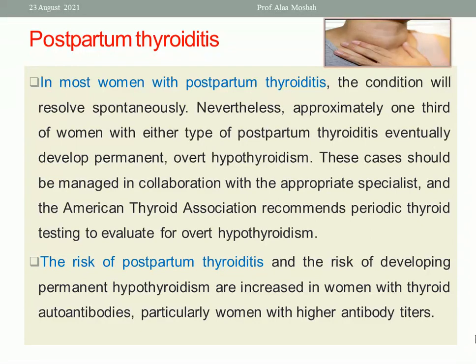These cases should be managed in collaboration with appropriate specialists, and the American Thyroid Association recommends periodic thyroid testing to evaluate for overt hypothyroidism. The risk of postpartum thyroiditis and the risk of developing permanent hypothyroidism are increased in women with thyroid autoantibodies, particularly women with higher antibody titer.